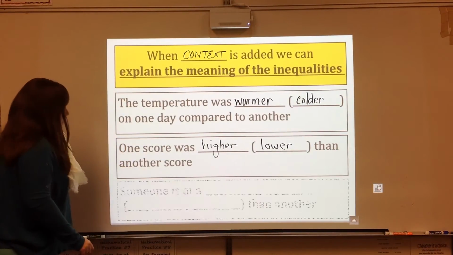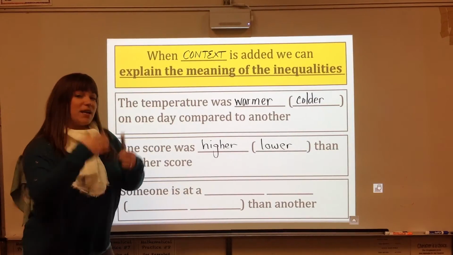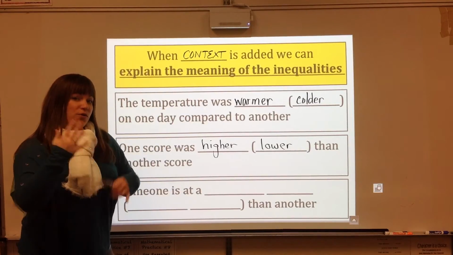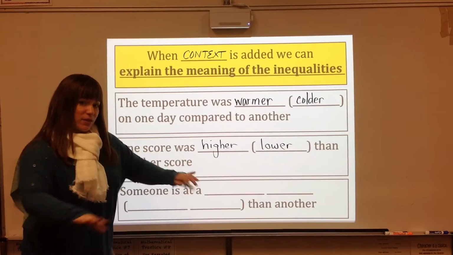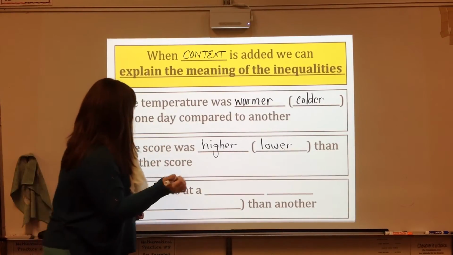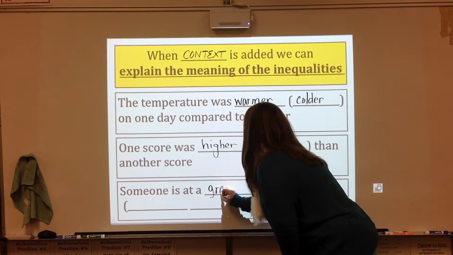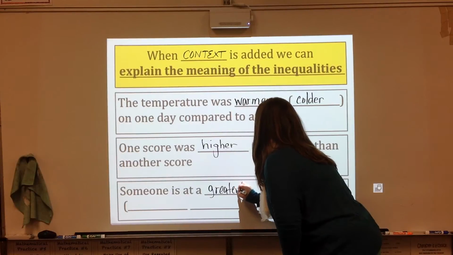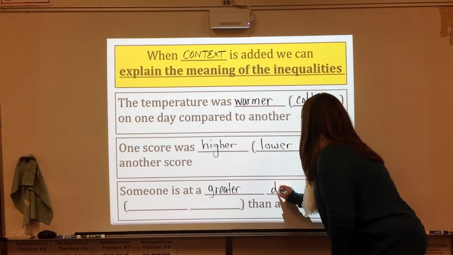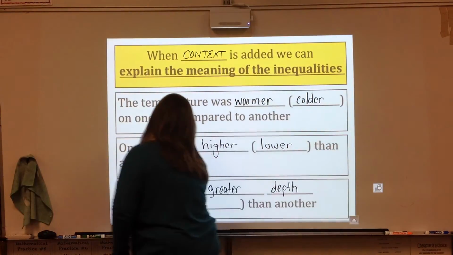And the last topic I'm going to give you is that someone or something could be at a greater depth or greater height. Remember, depth is underneath the water, height is above the water, and so those are other ways that we can talk about inequalities. Greater depth could be the negative, or greater height.